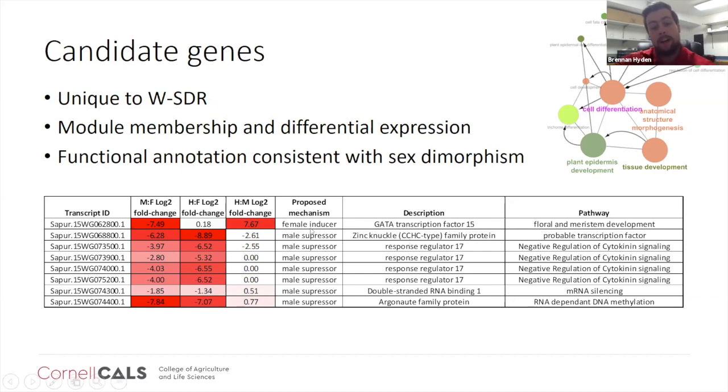And there's one gene that we think might be a female inducer, a gene that actually promotes female traits. This is a GATA15 transcription factor, involved in floral and meristem development. It shows very high expression in females relative to males, no significant difference between the monoecious and the females, and very low expression in the males relative to monoecious, which indicates that it might be a female inducer. So these are some of the candidate genes we identified.